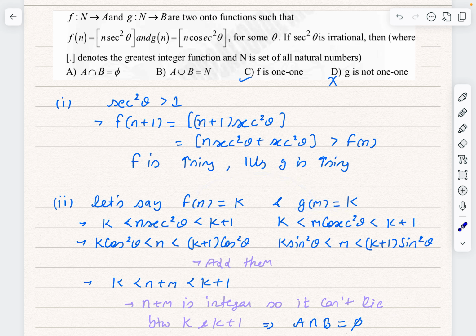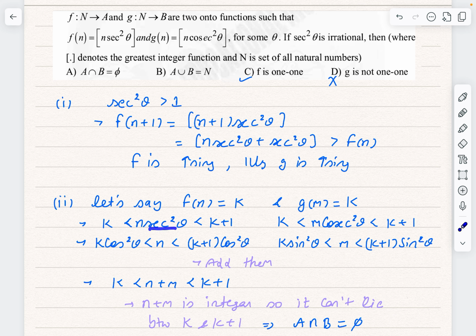So if f(n) is k, we can say n secant square theta will be more than k and less than k+1. Usually we take greater than or equal to, but in this case we can say that the value cannot be equal to k because secant square theta is irrational. So n secant square theta will be some irrational number only. So n secant square theta is between k and k+1, and m cosecant square theta is between k and k+1.